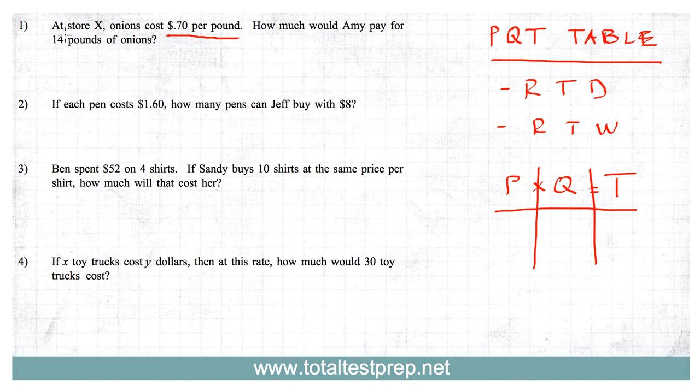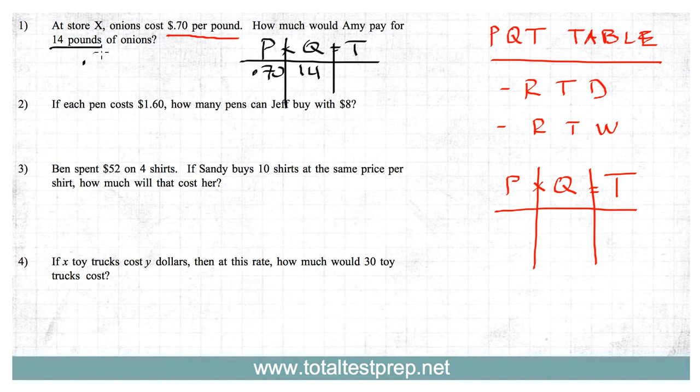In this question, we're told that at store X, onions cost 70 cents per pound. That's the unit price, the price per unit, how much it costs per pound. How much would Amy pay for 14 pounds of onions? This gives us the amount of units. So to set up the table, we'll say we have price, quantity, total. The price is 70 cents. The quantity is 14 pounds. Because price times quantity equals total, the total price is 70 cents times 14.